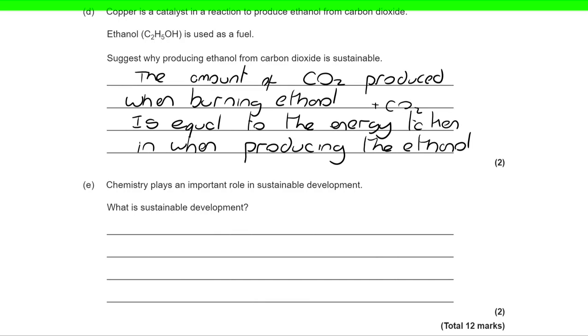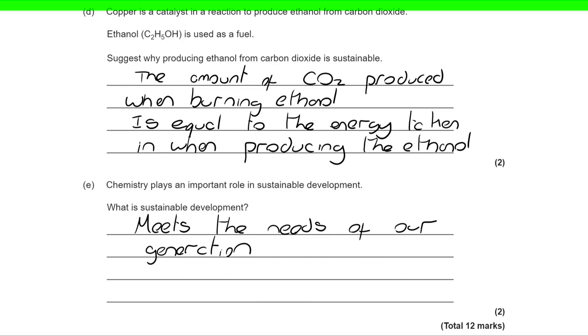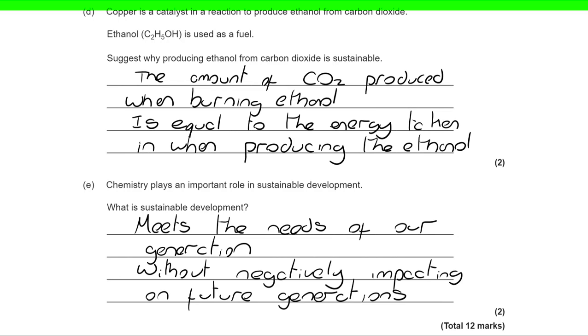Moving on to Part E, chemistry plays an important role in sustainable development. What do we mean by sustainable development? It's a straightforward definition question. Sustainable development means we are meeting the needs of our generation without negatively impacting on future generations. That takes us to the end of the question.